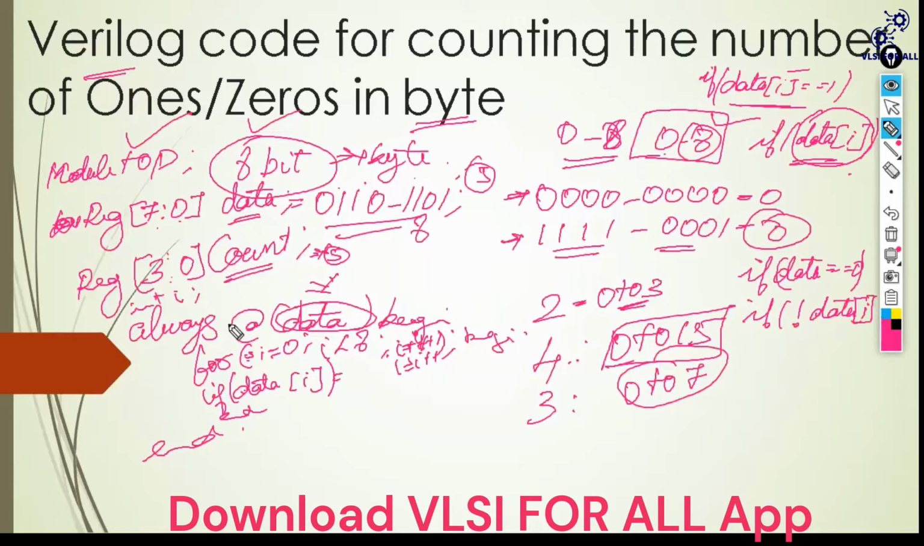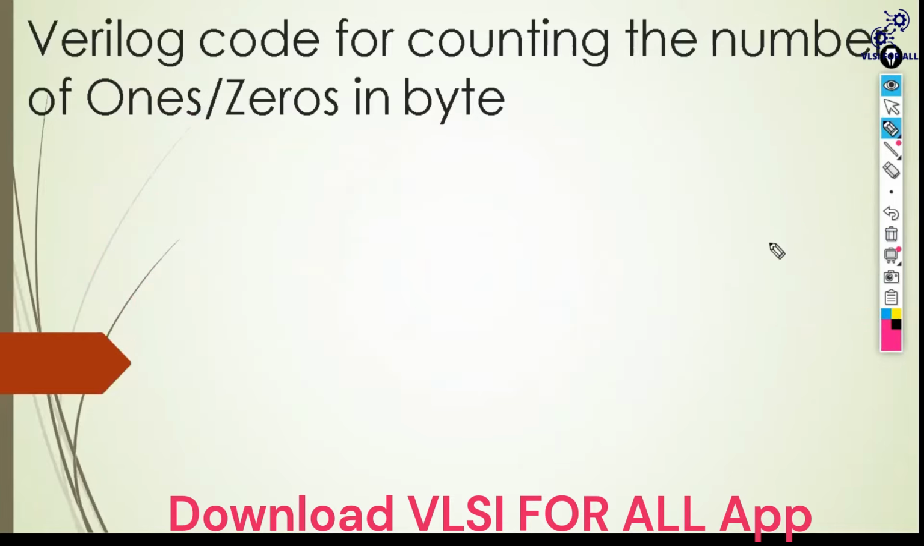Okay. So here data of i, in the first iteration i equal to 0, data of 0 is 1. So it will be true. Then it will do count equal to count plus 1. If i equal to 1, then data of i equal to 0, so this condition will fail and it won't increment the value. This is the one method.